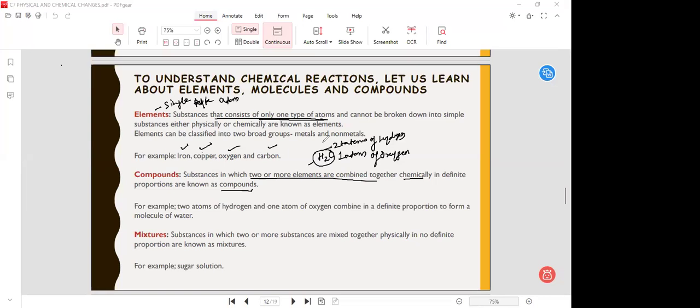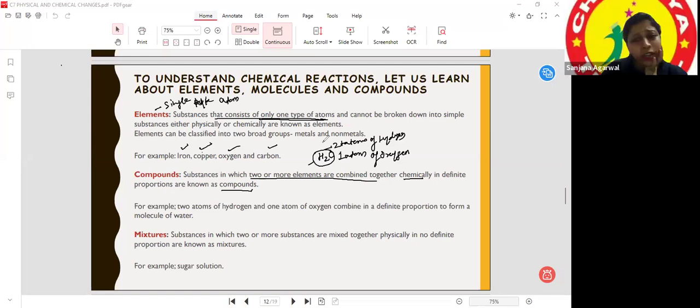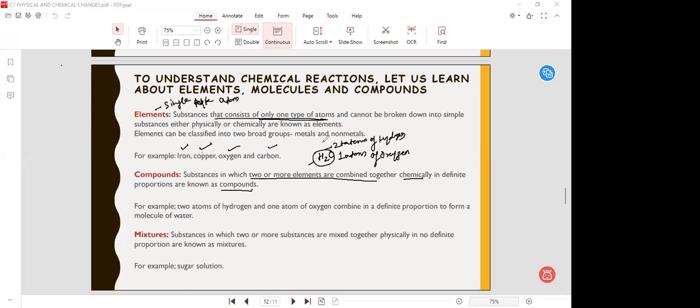Ma'am, so like in water, hydrogen is diatomic. Sorry? Like hydrogen is diatomic in water. Okay.